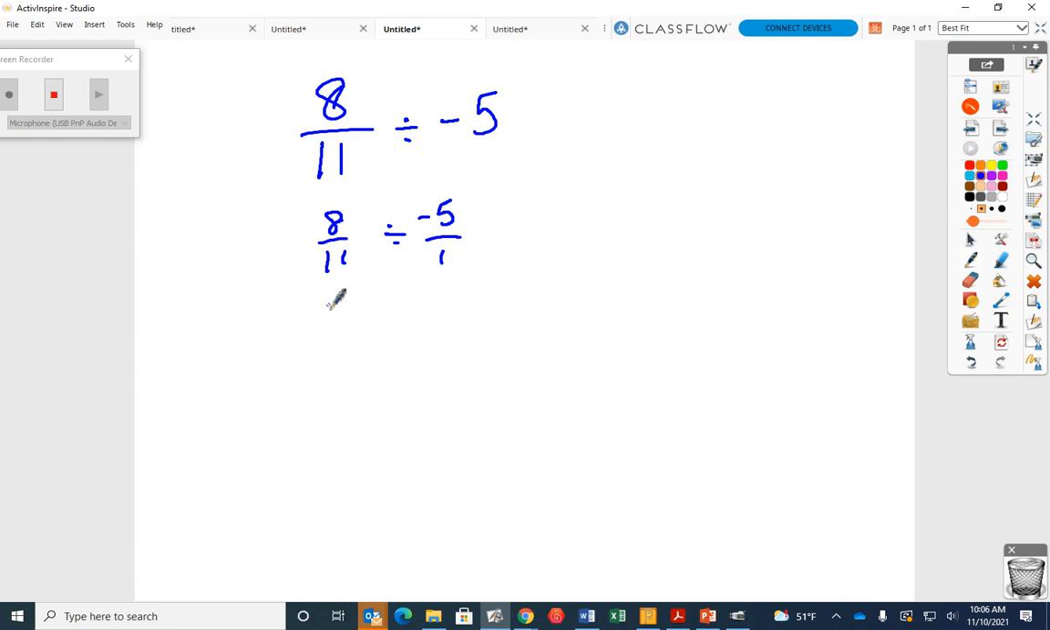So this 8 over 11, this becomes multiplication, and negative 5 over 1 becomes what? Negative 1/5. 1 over 5. Good. Negative 1/5. And it's going to be a negative. Okay. Can I determine my sign? These are different, so it's going to be what? Negative.